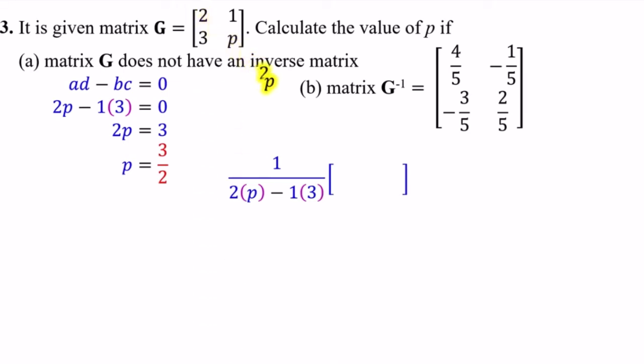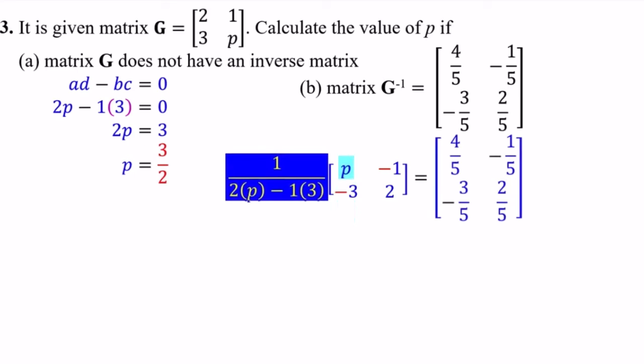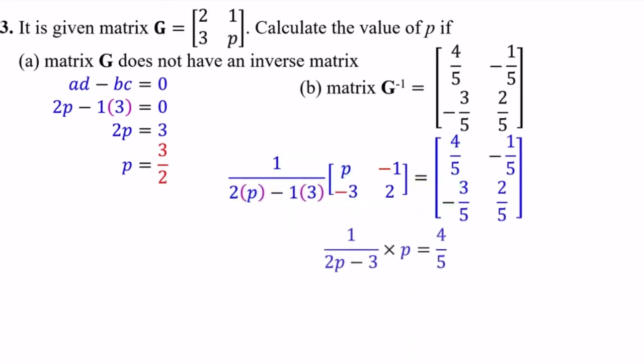For part B, we try to find the inverse, 1 over 2P minus 3, and then P and 2 change the place, and then negative 1 and negative 3, and we do a comparison. So we will just compare and solve the elements and find the P. So we will get the answer for P by comparison between the inverse matrix found by us and the answer given in question B.